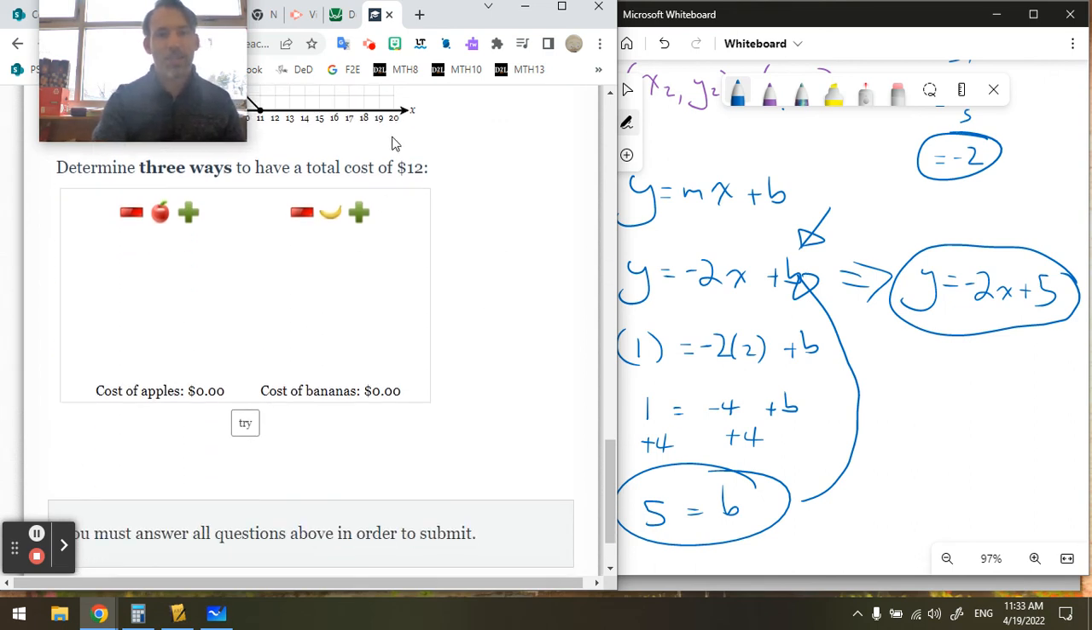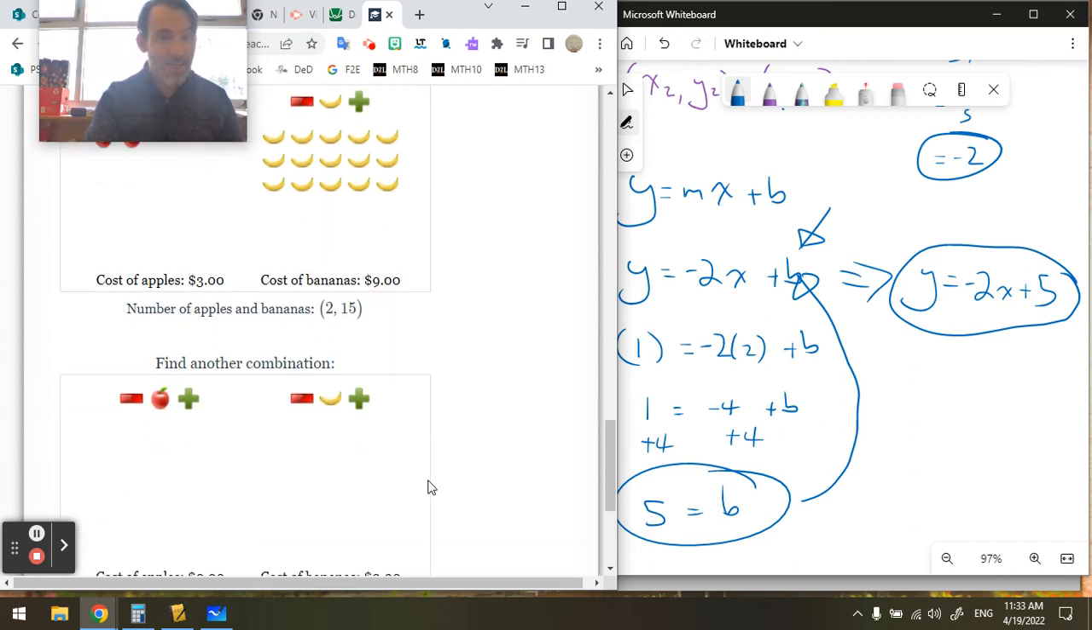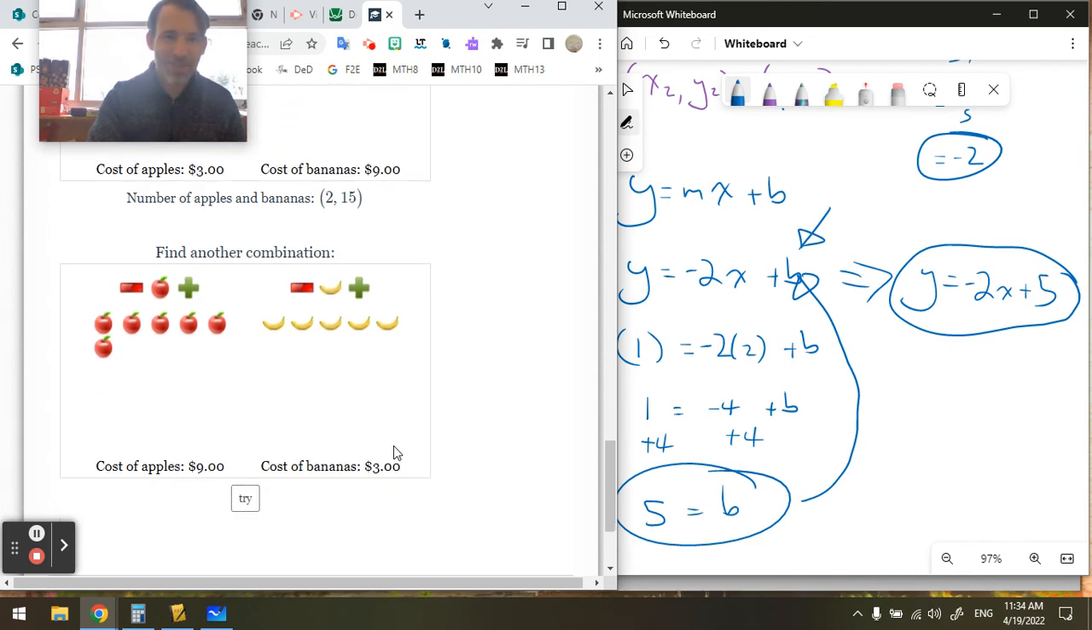Now determine 3 ways that things could add up to 12. So let's try it. Let's say that plus, I want 9 there. There we go. $3 plus $9. Try it. Okay, that was 2 apples and 15 bananas. That was too many total fruit, but it was the right price, you see? Now let's try another one. Let's try more apples. Let's try that many apples and that many bananas. There's the solution. Okay, I'm kind of being a jerk by just going straight to the solution.